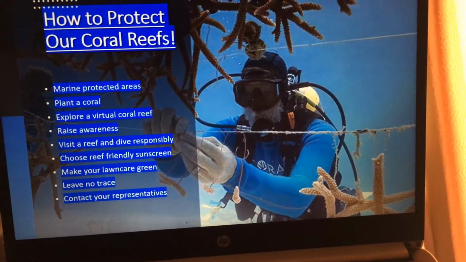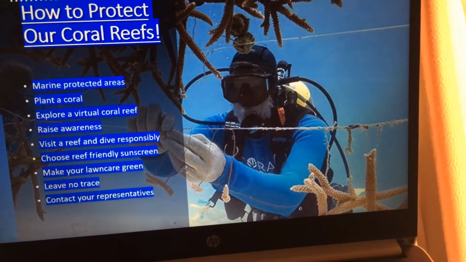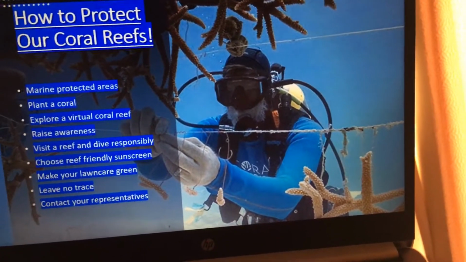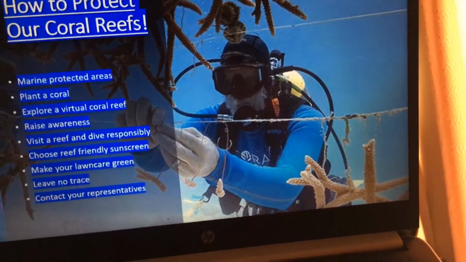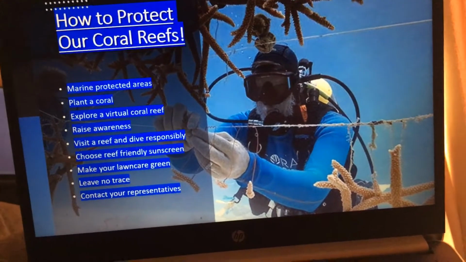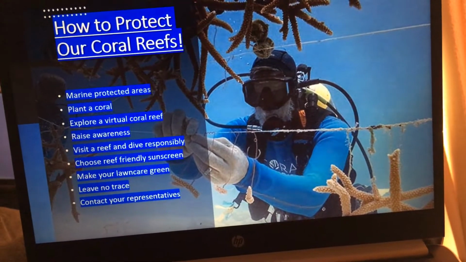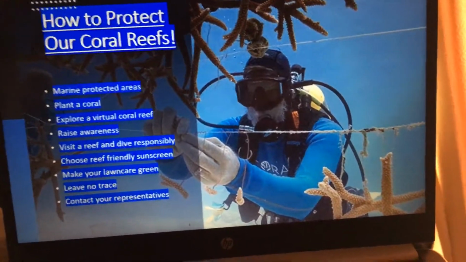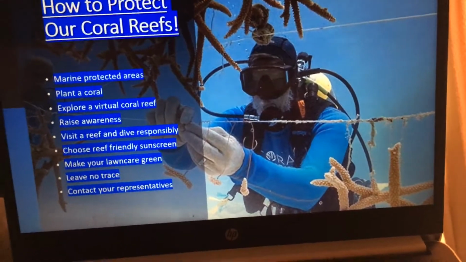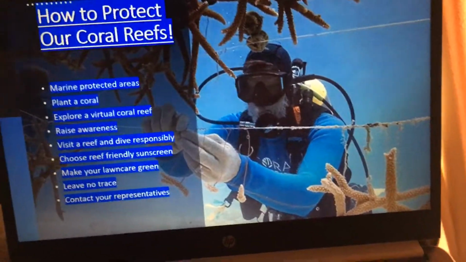How to protect our coral reefs? Coral reefs are dying all over the world. 50% of the world's coral reef have died in the last 30 years, and up to 90% may die within the next century. So, because of this, people are trying to protect our coral reefs and keep them alive and to keep them growing and thriving.